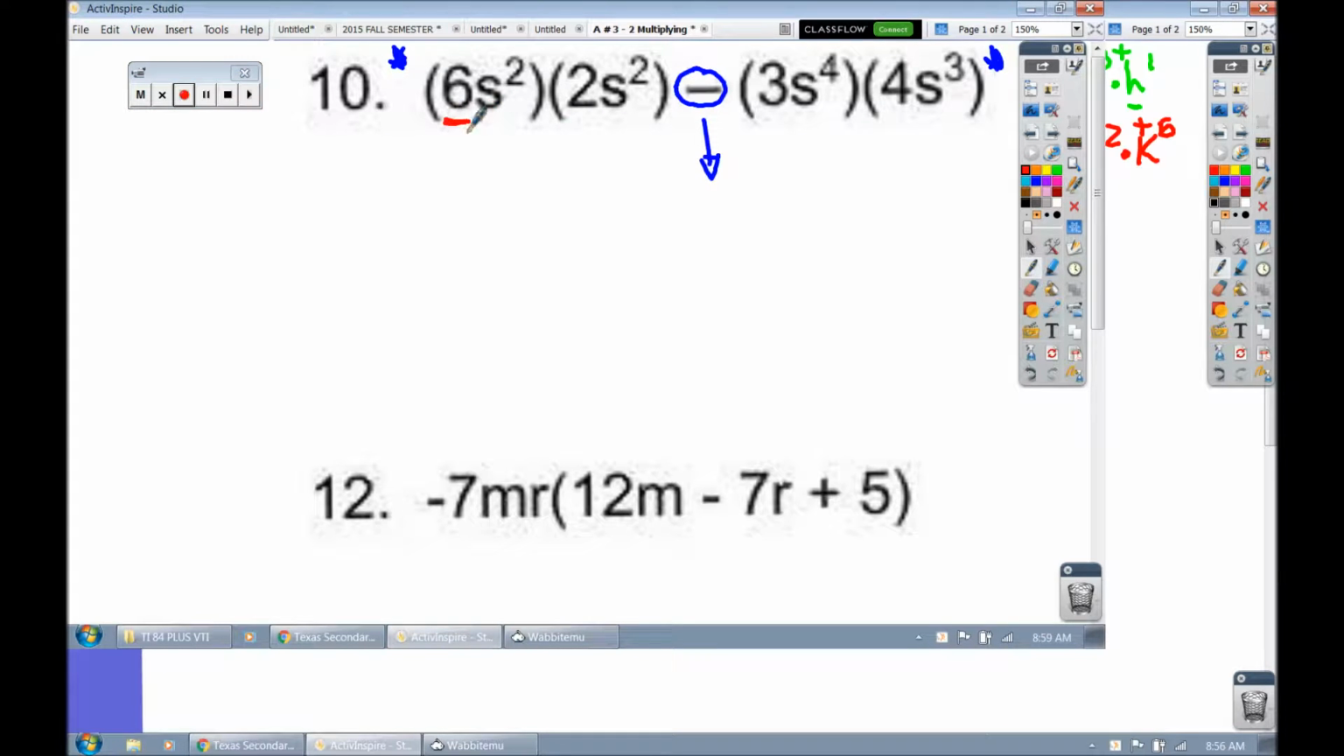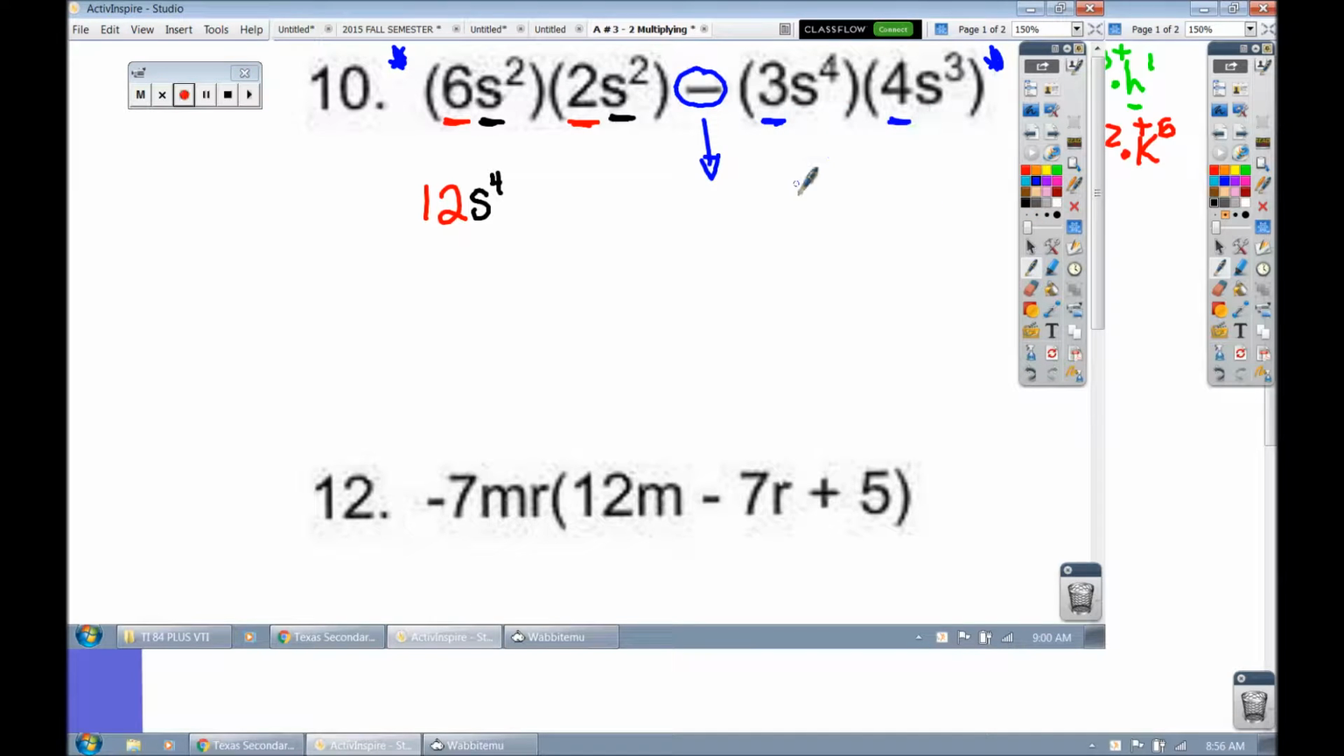Start on the left here. 6 times 2, that gives me 12. And then s to the second times s to the second. We just add the exponents. That's going to give me s to the fourth. Let's look over here on the right.